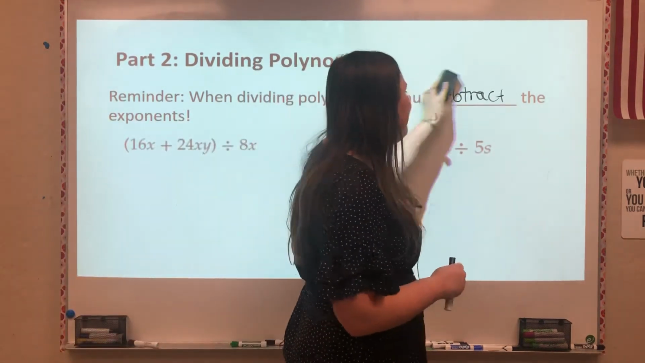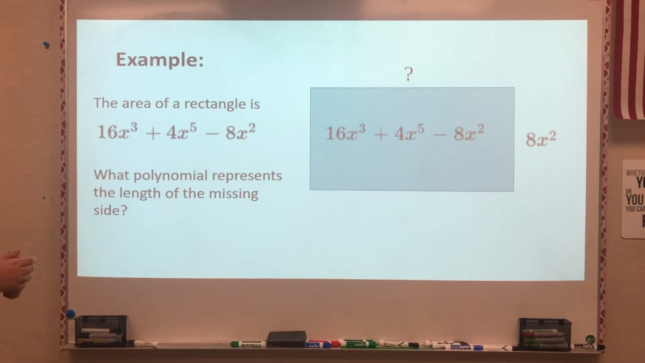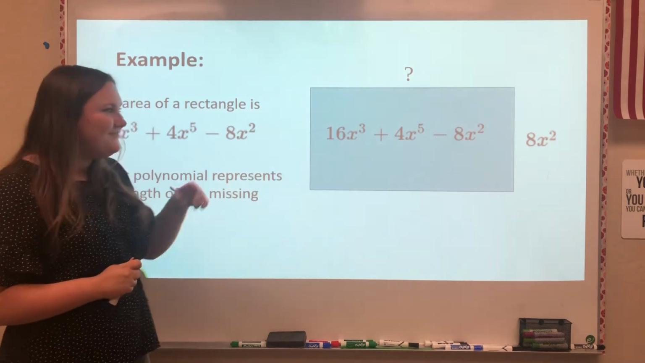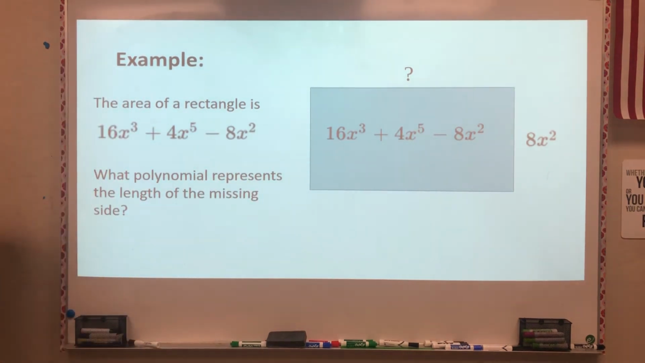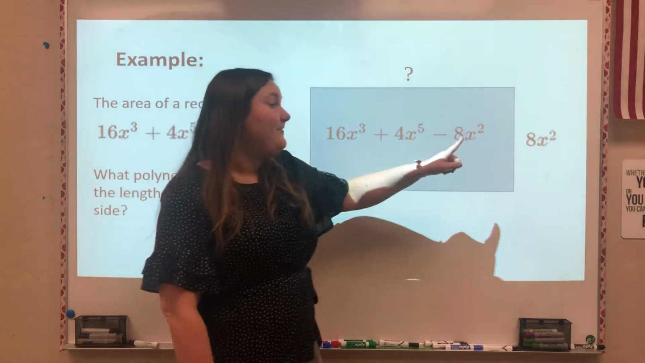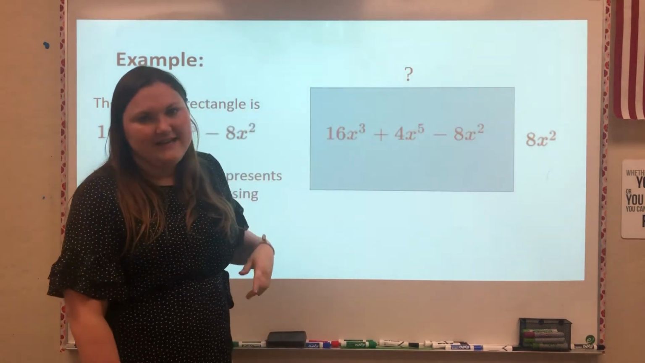We're going to make these problems a little more fun by giving you more stuff going on in them. So for this question here, it's telling us the area of a rectangle is this fun-looking polynomial. And the question is, what polynomial represents the length of the missing side? So we've got the area of the rectangle here. I'm giving you one side of the rectangle, and we're trying to figure out what the other side is.